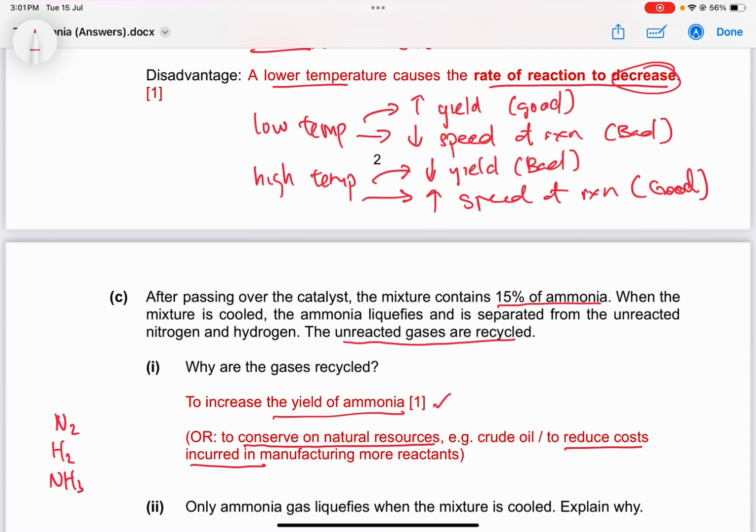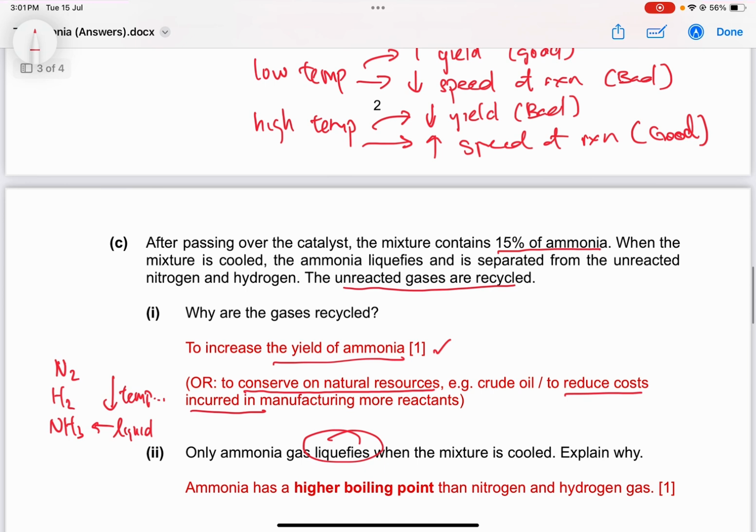Then when the temperature drops, only this one liquefies, becomes a liquid, right? So why is it so? Generally, those that can become liquid faster have a higher melting and boiling point. But in this case, because it's about liquefying, it's about boiling point. So in general, ammonia has a higher boiling point than nitrogen and hydrogen gases. That's why they liquefy first.